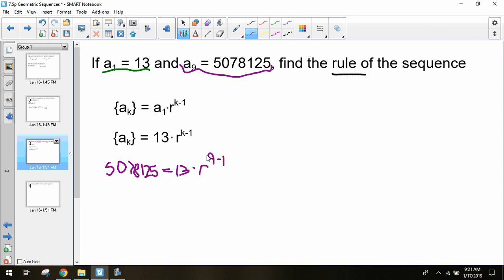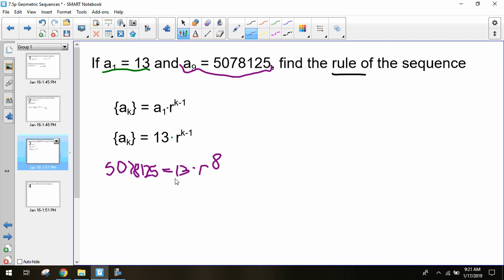Now we can simplify a little bit here. So 9 minus 1, that's the same as just 8. So I'm going to take this and re-erase it, and I'm going to plug in 8 right there, just because I know that's simple math that we can all agree with. Now, in order to solve this, I need to get r by itself.